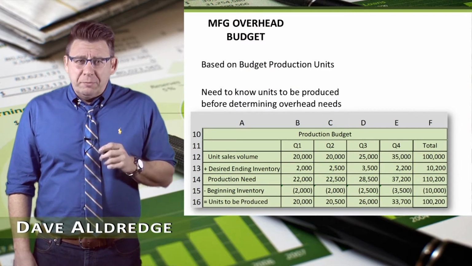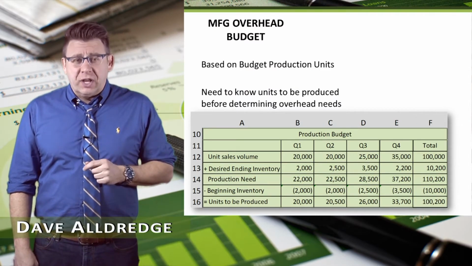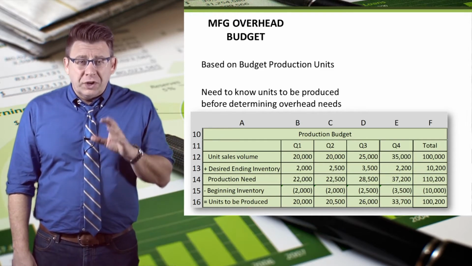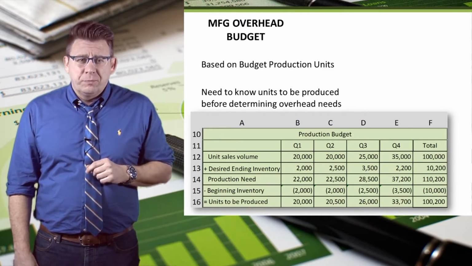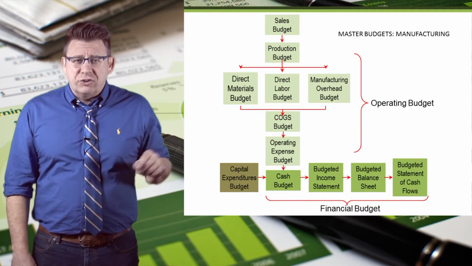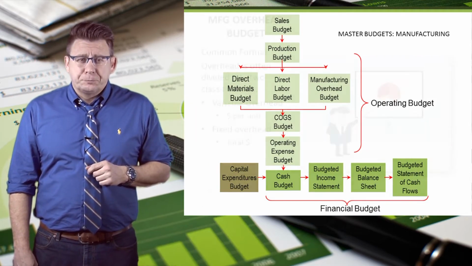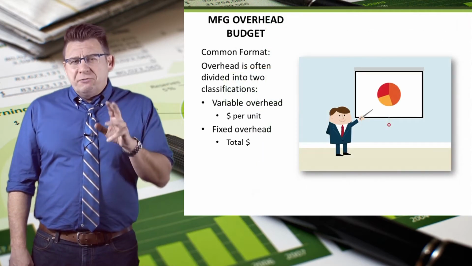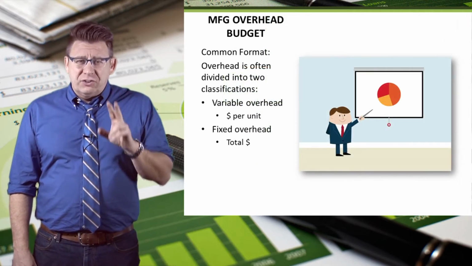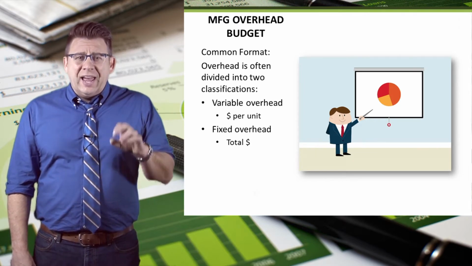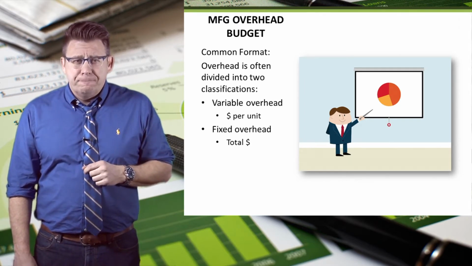The manufacturing overhead budget is based on data from the production budget. We need to know how many units we're going to produce before we'll know how much overhead we'll incur. You can see that the manufacturing overhead budget is the fifth budget completed in the master budget process. A common format is to divide overhead into two classifications: variable manufacturing overhead and fixed manufacturing overhead.